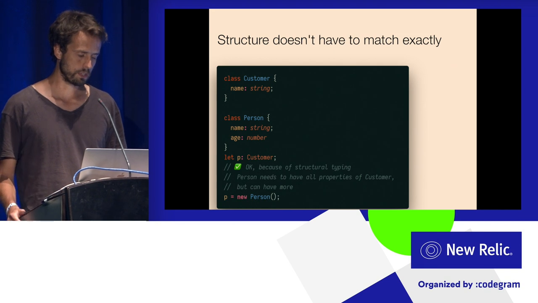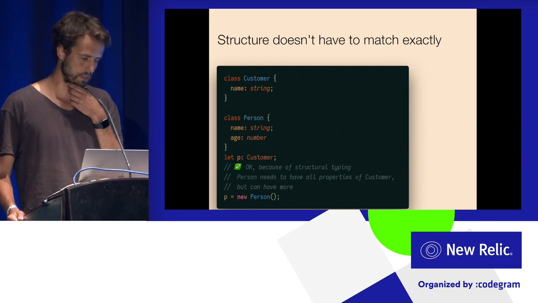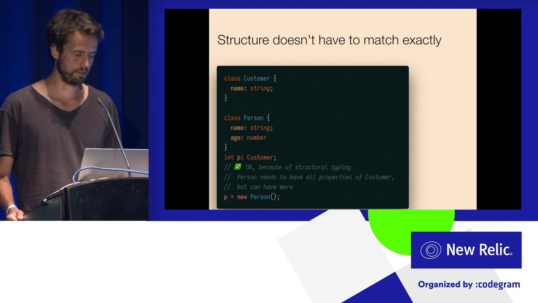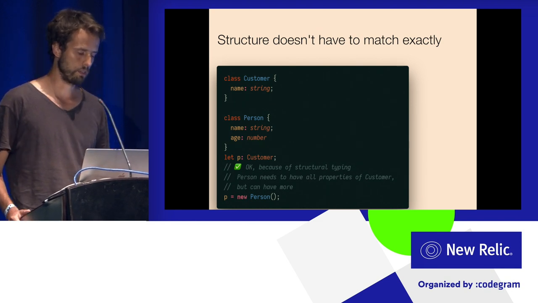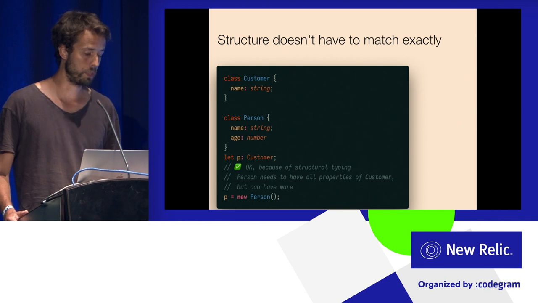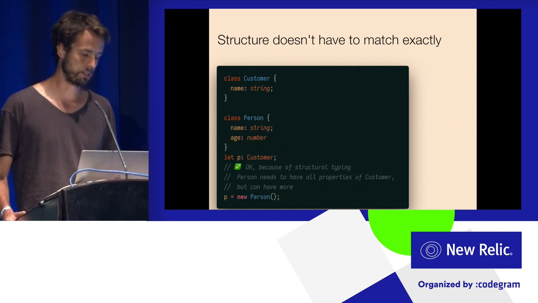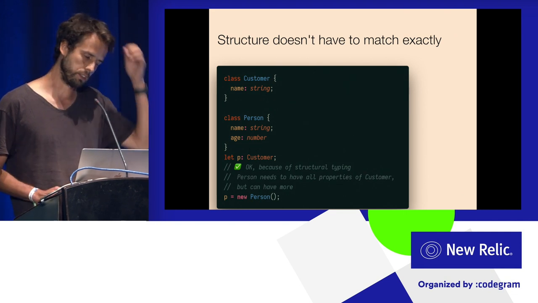And what's more, the structure doesn't have to be exactly the same. For example, in the case of TypeScript, this Person type can have even more fields. So both Customer and Person have name, but Person also has an age. But still we can use the instance of Person type as a Customer, because it has all the fields that the Customer has.